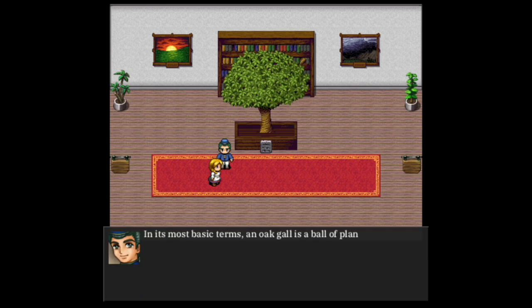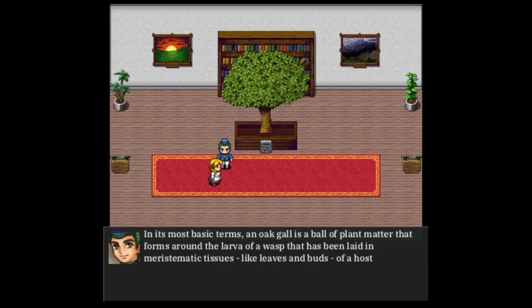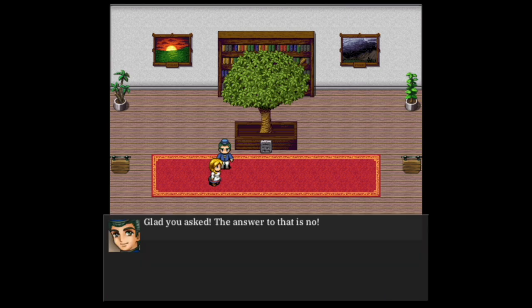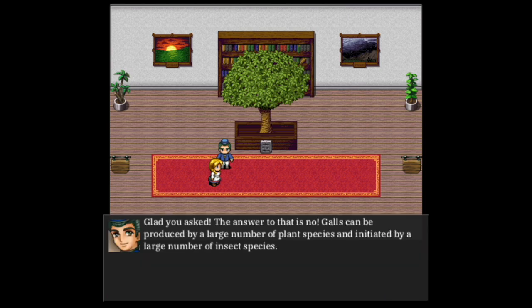In its most basic terms, a gall is a ball of plant matter that forms around the larva of a wasp that has been laid in meristematic tissues, like leaves and buds, of a host organism. In our case, that host organism is the oak tree. Do these galls only form in oak trees? Glad you asked. The answer to that is no.